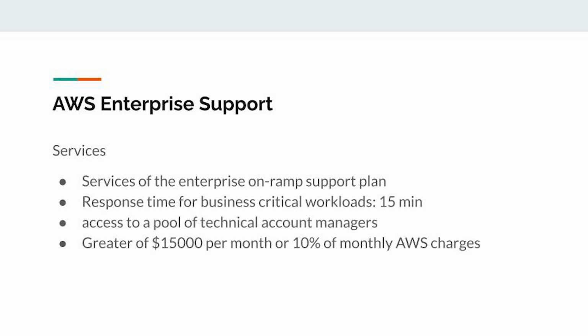Everything in the AWS Enterprise On-Ramp Support is included in the Enterprise Support. You get 15-minute response time for issues related to mission-critical workloads, and you get access to a designated technical account manager who proactively monitors your environment and assists with optimizations. The cost is the greater value of $15,000 per month or 10% of monthly AWS charges. AWS Enterprise Support is good for companies running mission-critical workloads.